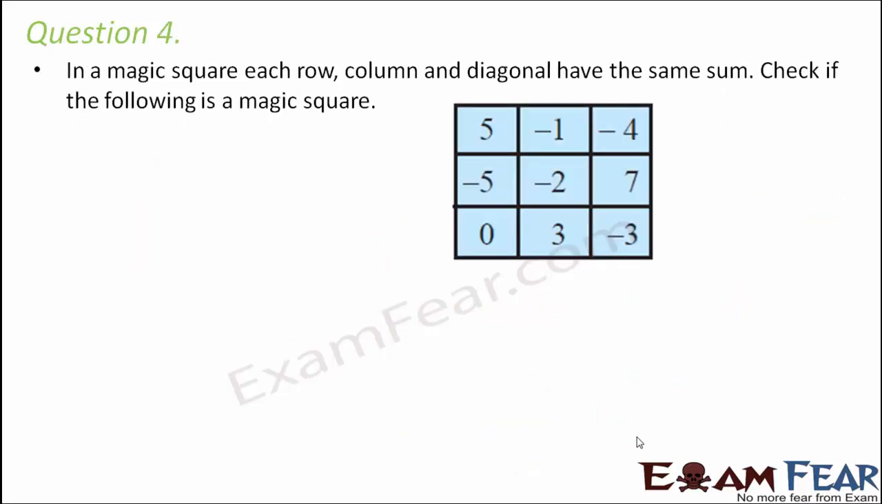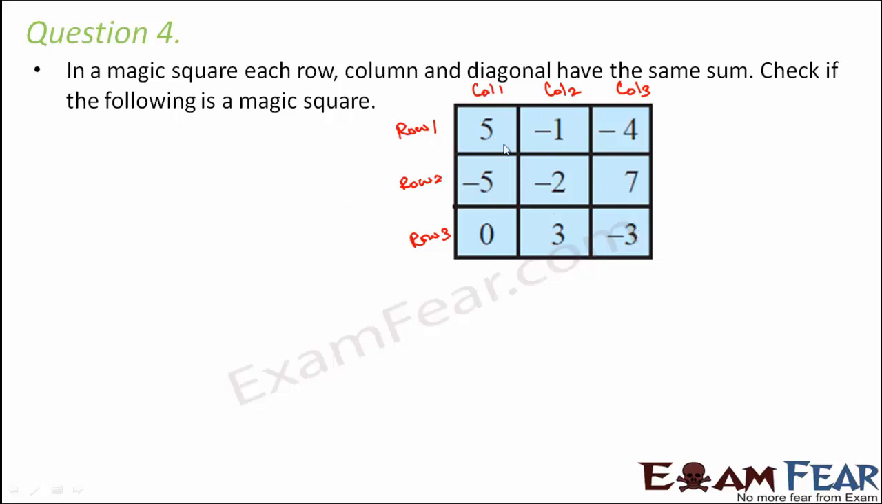Question number 4. In a magic square, each row, column and diagonal have the same sum. Check if the following is a magic square. Now before we talk about this magic square, I hope you understand what is the meaning of row, column and diagonal. What are the rows here? So this is row number 1, this is row number 2, this is row number 3. So these horizontal lines form rows, whereas this is column number 1, this is column number 2 and this is column number 3. So the vertical columns are the columns.